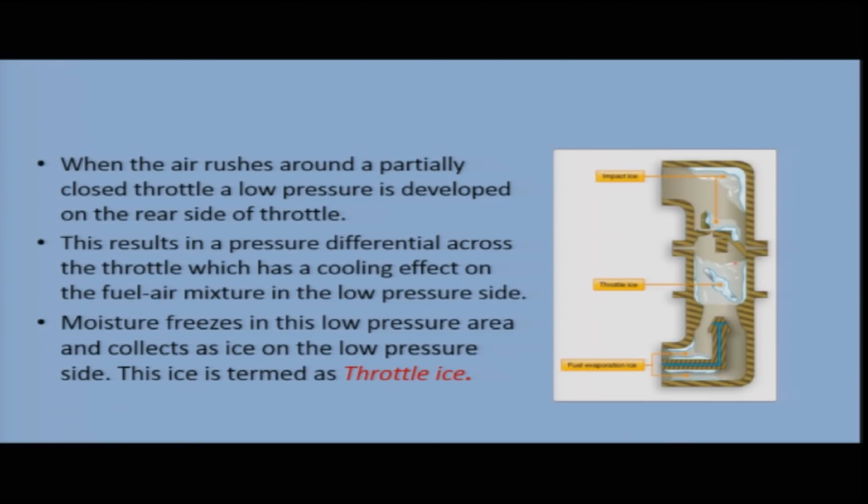Because of this low pressure formation, there is a pressure differential across the throttle, and it results in a cooling effect on the fuel air mixture on the low pressure side. The fuel air mixture comes out of the discharge nozzle, goes through this side and experiences a cooling effect on the low pressure side of the throttle. The moisture, if present, will freeze because of this low temperature and form on the low pressure side of the throttle. The ice which forms around the throttle is termed throttle ice.